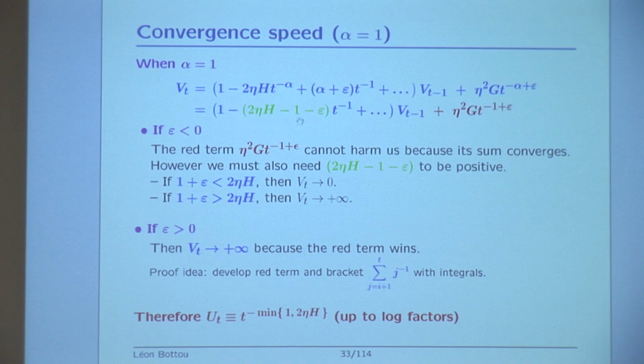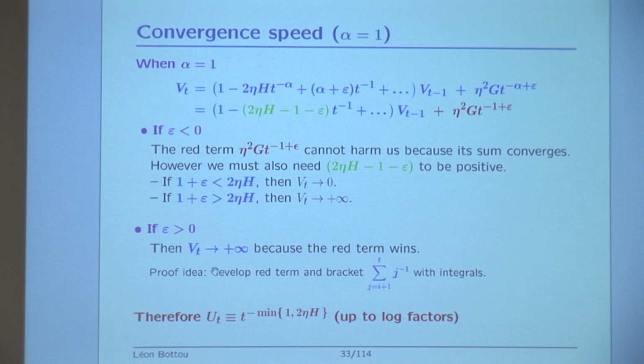Now, we also need this green thing to be positive, because if it's negative, the multiplier is greater than 1, and we're in trouble. So if 1 plus epsilon is less than 2 eta h, Vt goes to 0. If 1 plus epsilon is greater than 2 eta h, then Vt goes to plus infinity. Now, if epsilon greater than 0, you can show that Vt goes to infinity because the red term wins here. And the idea of the proof is the same. Develop everything, write the two terms, and bracket the j minus 1 with integrals. And in that case, it simplifies nicely.